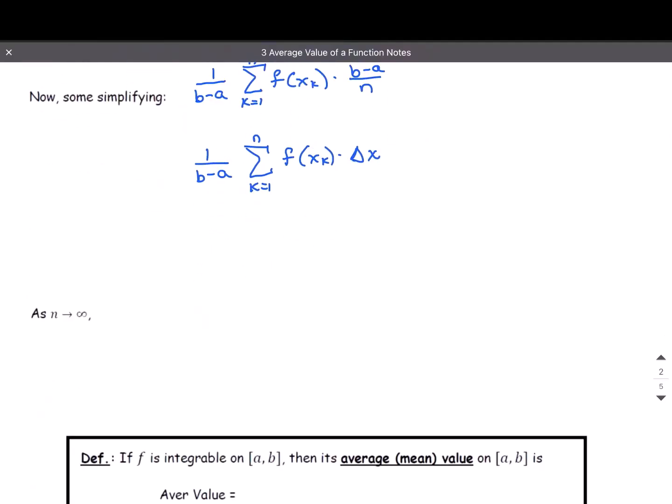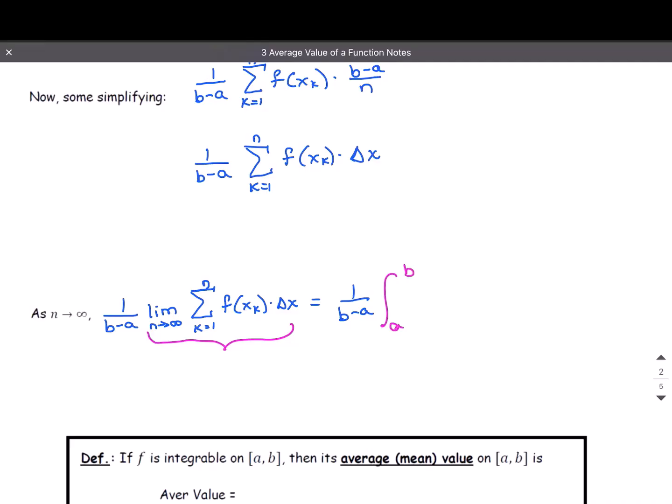Now, as we let n go to infinity, this becomes 1 over b minus a times the limit as n heads to infinity. And again, the b minus a can come outside the limit because it's a constant as far as n is concerned. The limit of that summation as k goes from 1 to n of f of x sub k times delta x, which is just 1 over b minus a. But remember, all of this is our integral from a to b of f of x dx.